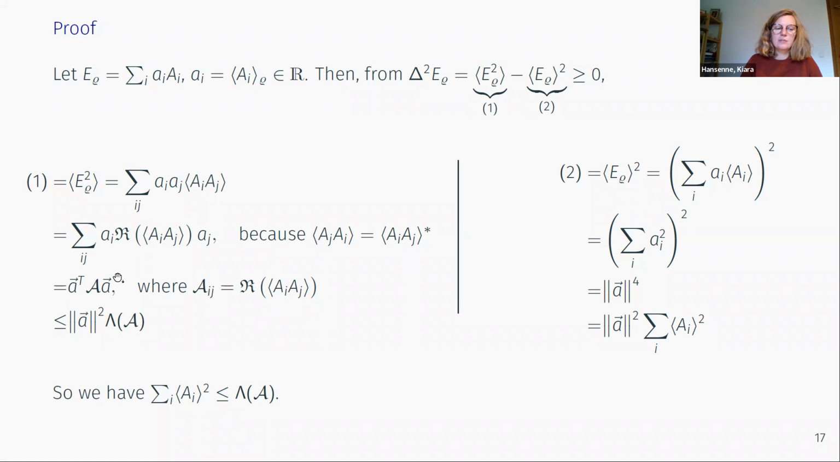Then this can just be rewritten here, where I vectorize the small coefficients a and define the calligraphic A as a matrix with those entries here. Oops, sorry.